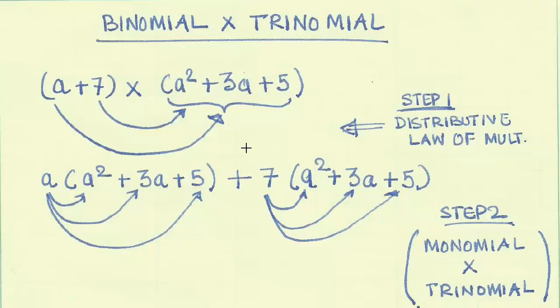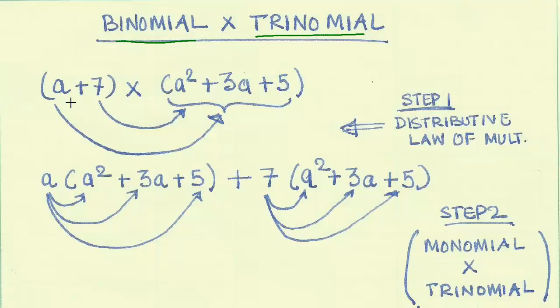Now, let us look at how to multiply a binomial with a trinomial. That is, an expression with two terms to be multiplied with an expression with three terms. And before we begin, I would just like to emphasize that we still follow the fundamental idea of simplifying. That is, we simplify the problem till we get really simple expressions to work at, simple factors to work at, and that's how we come to the answer.